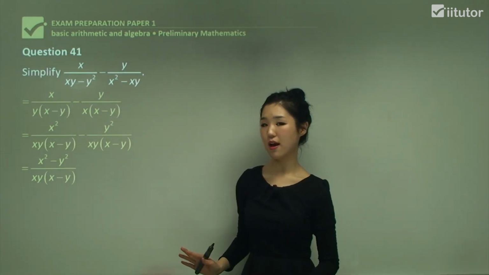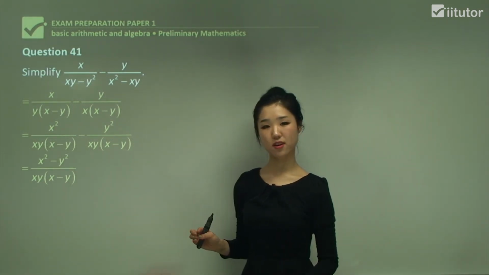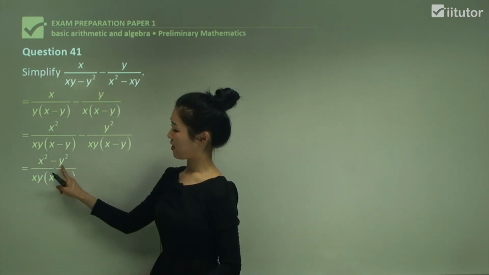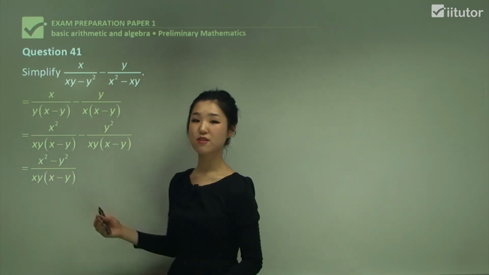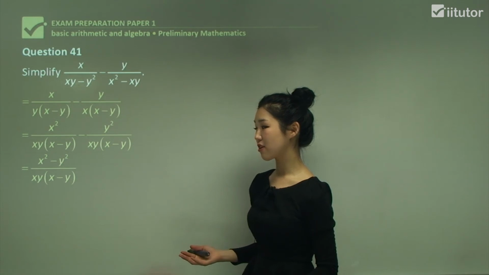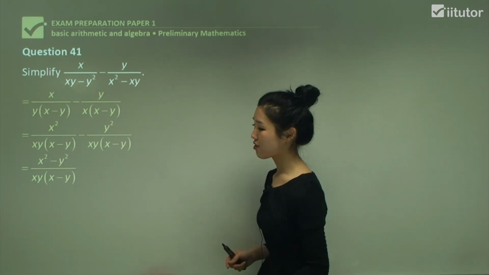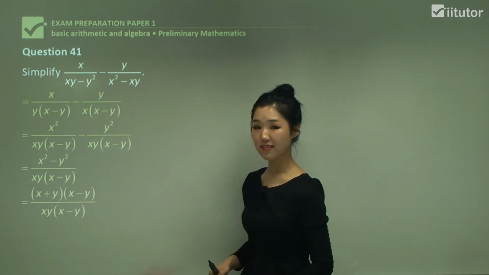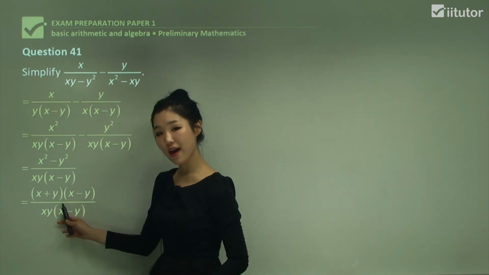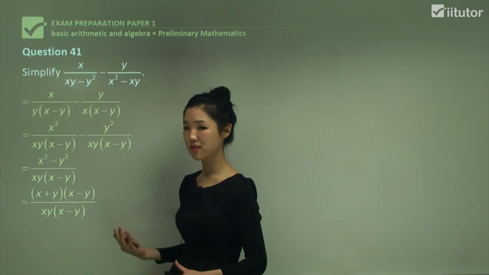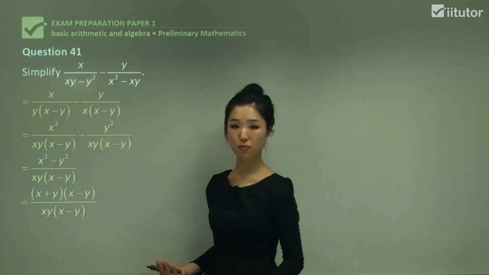Now that's not it, guys. I hope all of you can catch that these two are difference of two squares. So we can factorize further. So let's factorize the numerator like this. It's going to be x plus y, x minus y. Okay, just the difference of two squares that we've done a lot before.